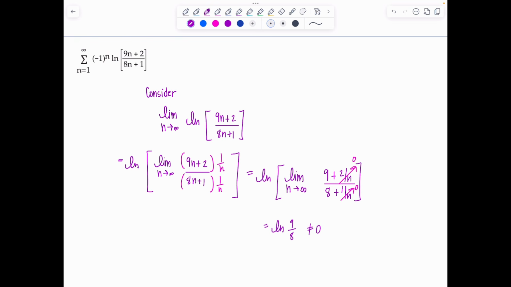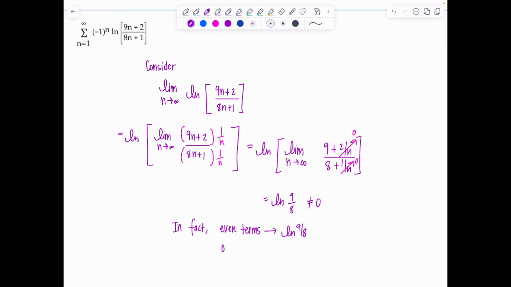And since I didn't include the alternating term, what's happening is that the odd terms and the even terms have different limits. In fact, let's summarize for the people. The even terms will approach positive natural log of 9/8, and the odd terms will approach negative natural log of 9/8, because if this n is an odd number, you'll have -1 to an odd power, so that would make all of these odd terms approach the negative of natural log of 9/8.